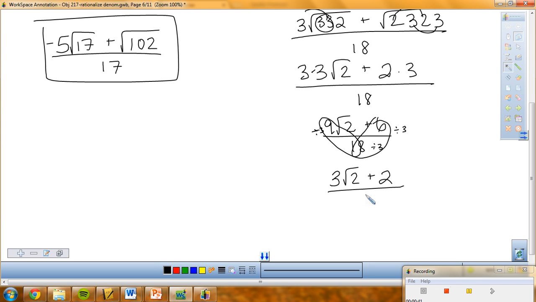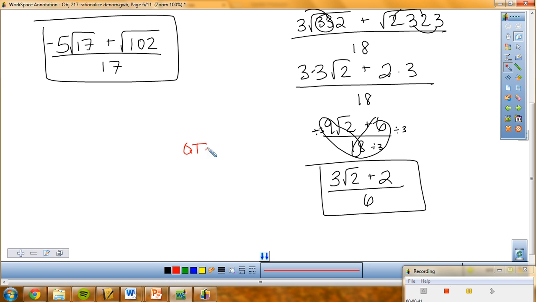And 18 divided by 3 gives me 6. And now there are no more numbers that I can take out of a 3 and a 6, and a 2 and a 6. So I have to stop, and that is my final answer. This is the problem that is most commonly forgotten.